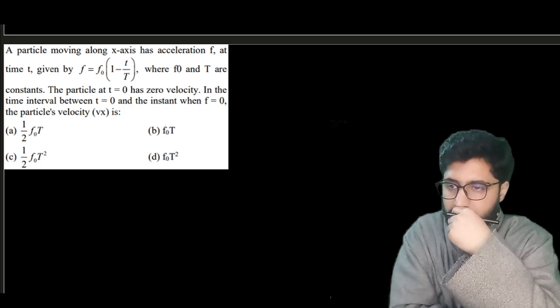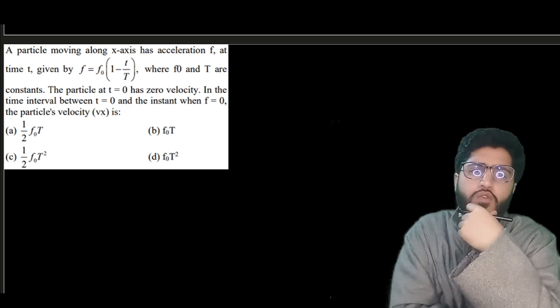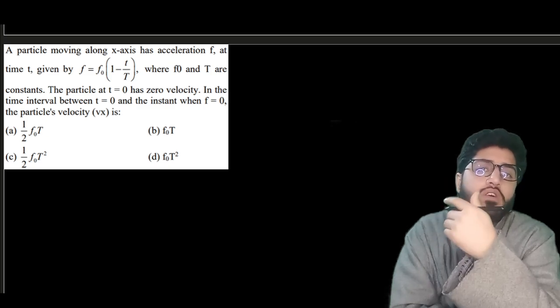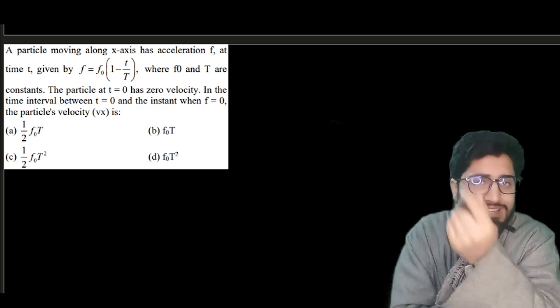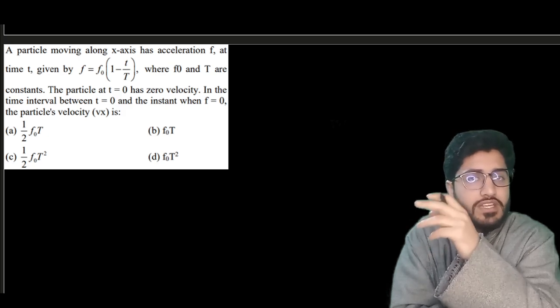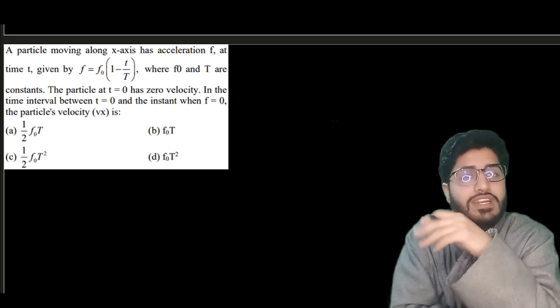At t equals 0, velocity is 0. In the time interval t equals 0 to the instant when f is 0, we have to find the velocity. So what is given to us? Acceleration. If you want to find velocity from acceleration, we have to integrate. What is acceleration? It would be dv by dt, so we have to integrate dv.